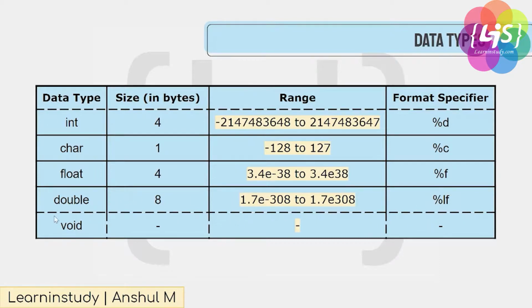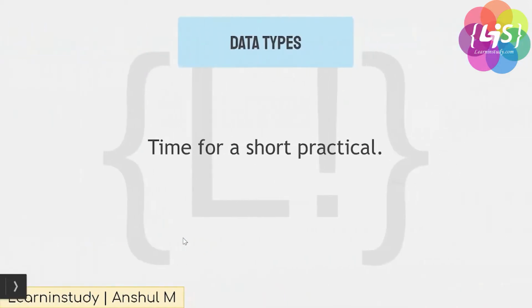Next is the void data type. Void is a special data type which has no size, range, or format specifier. Basically, void tells us that it has no value. As we dive deep into the course, we'll find out the significance of using void in our program. Let's have a short practical in the next video.